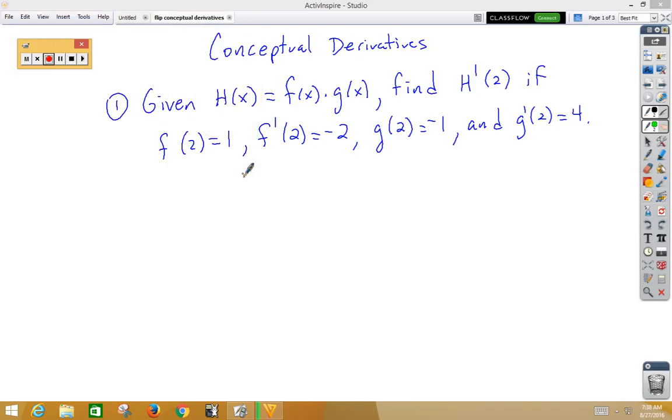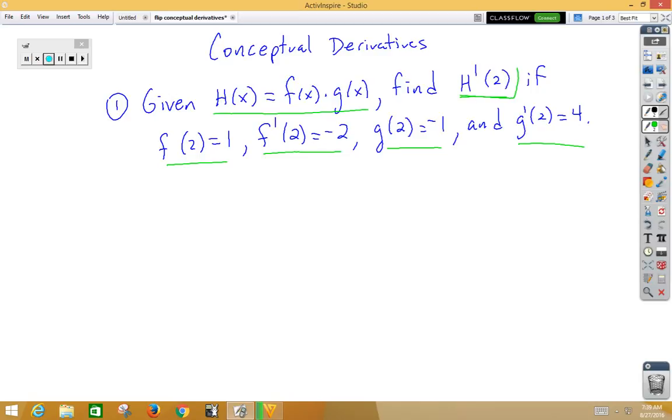In this video, we're doing conceptual derivatives. So let's take a look at our first example. Given that h of x is defined by f of x times g of x, find h prime of 2 if f of 2 is 1, f prime of 2 is negative 2, g of 2 is negative 1, and g prime of 2 is 4. So let's look at what that means.